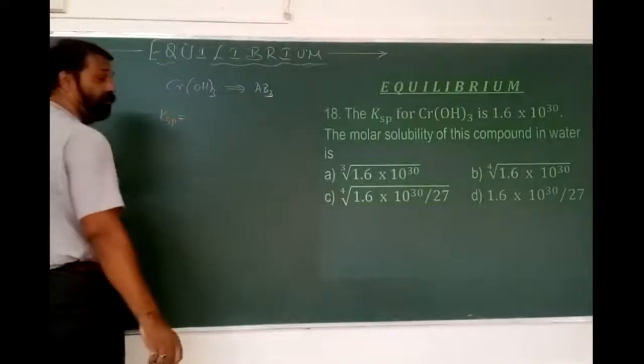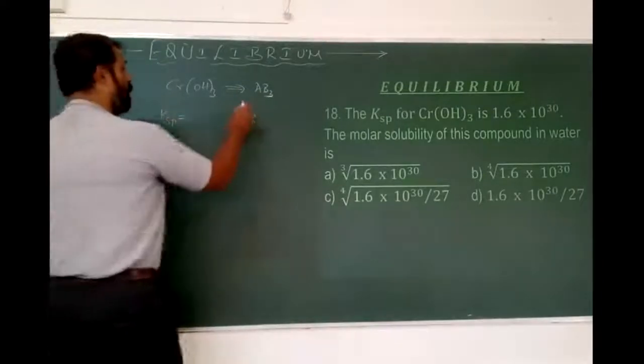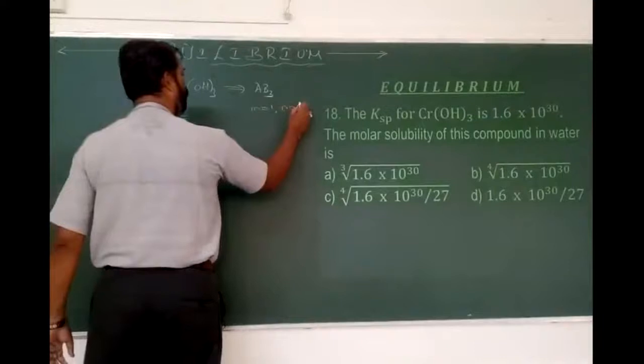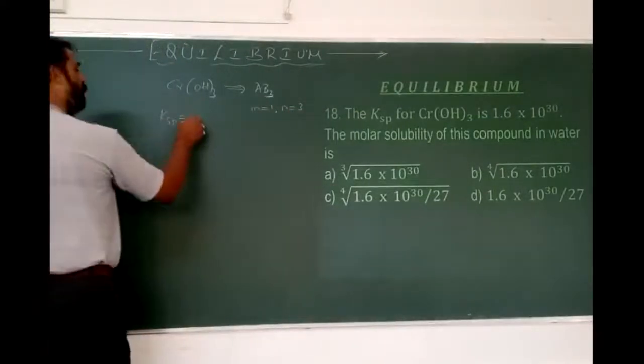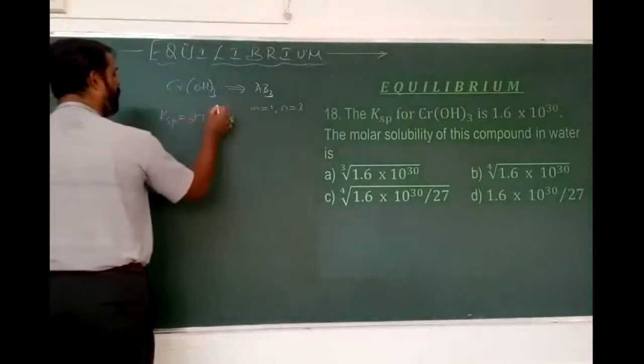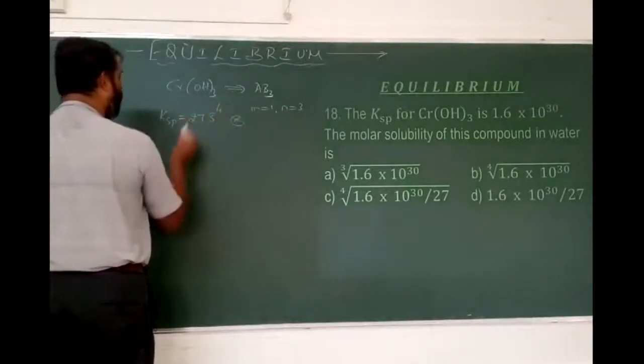Ksp is equal to m to the power of m, n to the power of n, S to the power of m plus n. Here m is equal to 1 and n is equal to 3. 1 to the power of 1 is 1, 3 to the power of 3 is 27. So Ksp is 27 S to the power of 1 plus 3, that is S to the power of 4. We need the molar solubility.